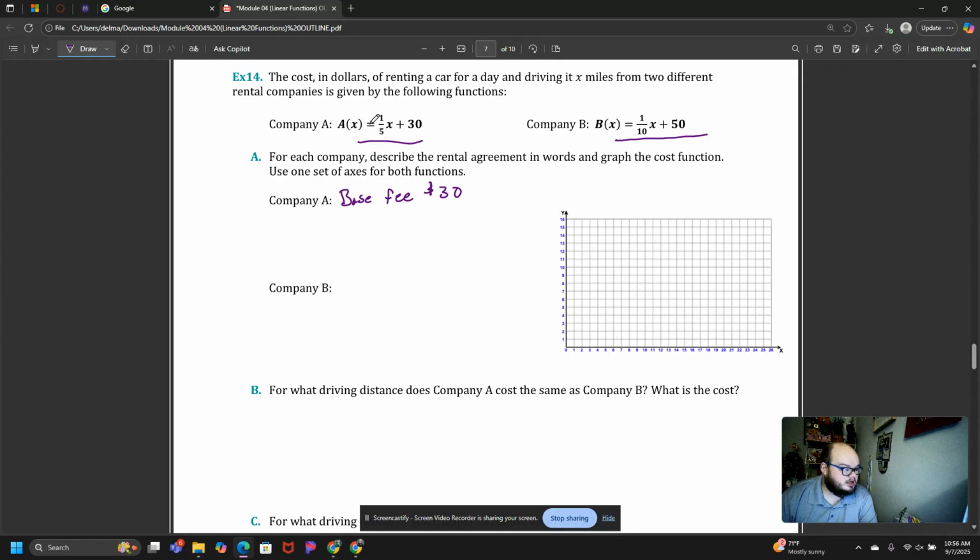And it looks like they call, well, let's turn this to money. 1/5 is what? 20 cents, because 4 quarters make $1. And they charge 20 cents per mile. Company B has a base fee for the privilege of renting their car of $50, and it looks like they're going to charge us 10 cents per mile.